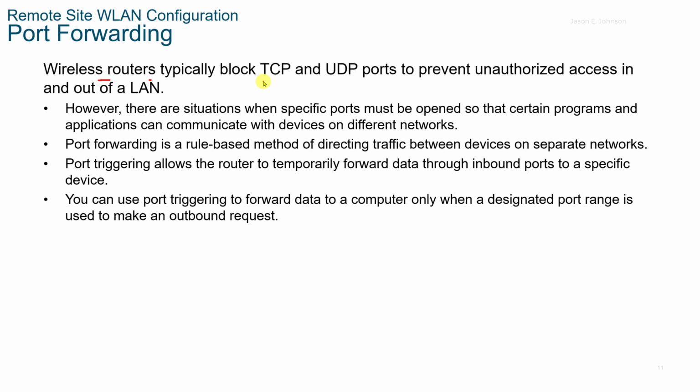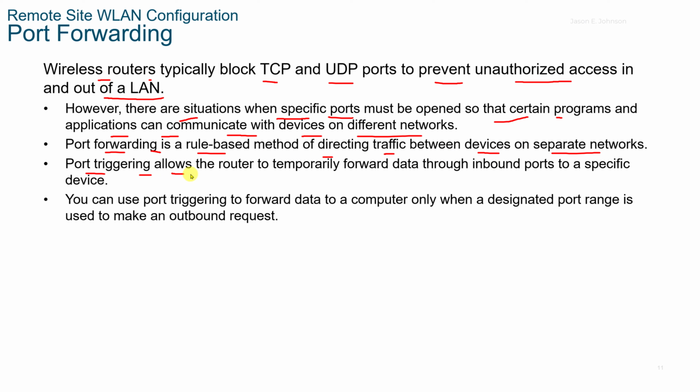Wireless routers typically block TCP and UDP ports to prevent unauthorized access in and out of the LAN. However, there are situations where specific ports must be opened so that certain programs and applications can communicate with devices on different networks. Port forwarding is a rule-based method of directing traffic between devices on separate networks.